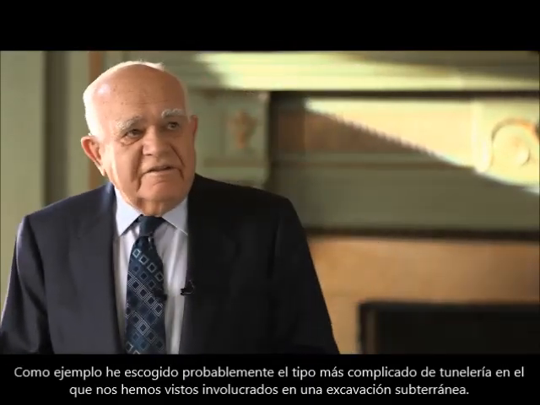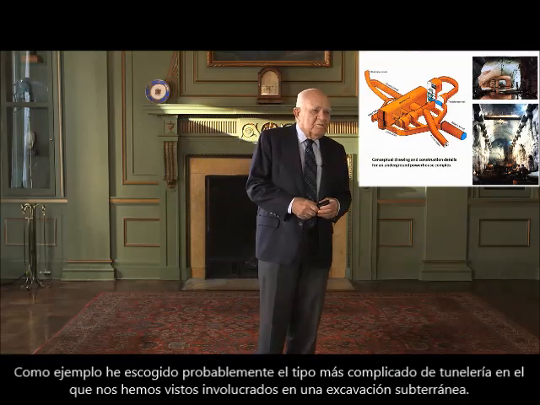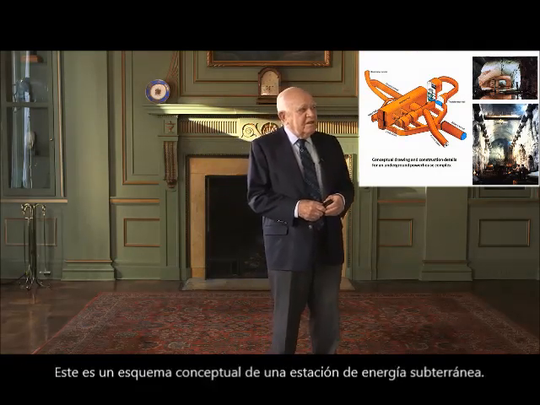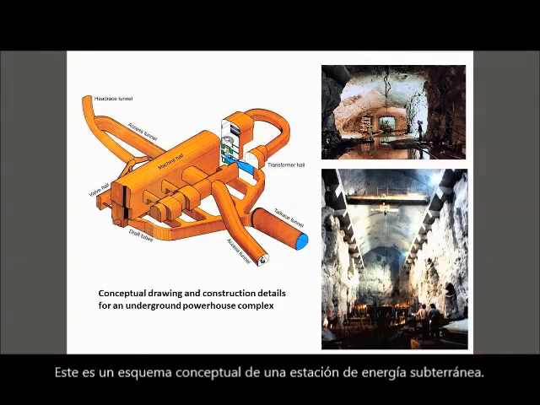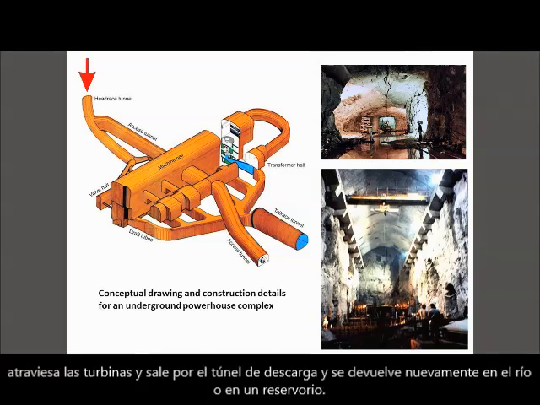As an example, I've chosen probably the most complicated type of tunneling that we'd be involved in, or underground excavation, and this is an underground powerhouse, a conceptual sketch. I'm not going to go into the detail, but you should know that the water comes in from the top left, the head race tunnel, as it's called, goes through the turbines, and it comes out through the tail race tunnel and is discharged back into the river or reservoir.